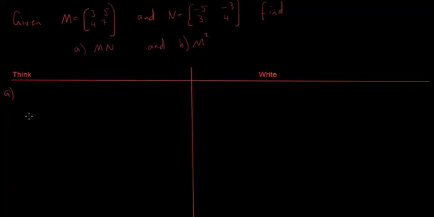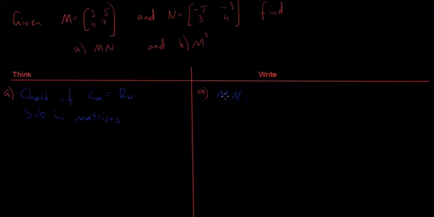So again, when we're looking at this first example, MN, we want to check if the columns of M are equal to the rows of N, and they're both 2 by 2s. So if they're both 2 by 2s, we're all sweet there. So what we're going to do is have MN, and we'll sub in matrices.